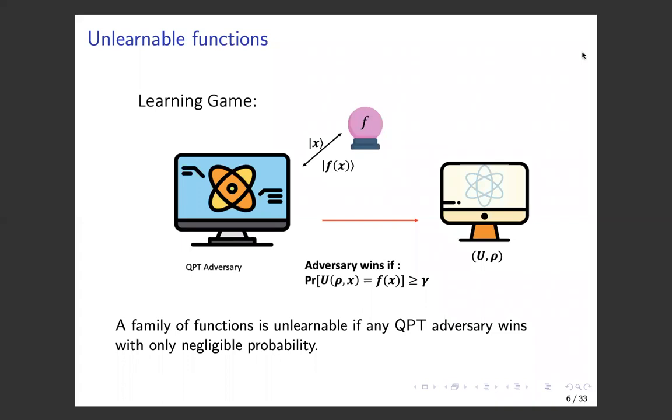Such a threshold probability, here we call gamma, is chosen by the challenger, and it depends on the family of functions we're considering. An adversary wins if its program passes such a threshold. And the family of functions is said to be unlearnable if any QPT adversary can only win with negligible probability.